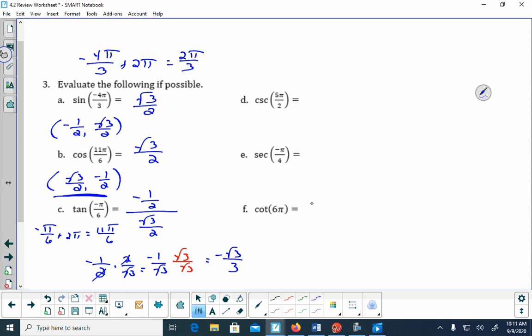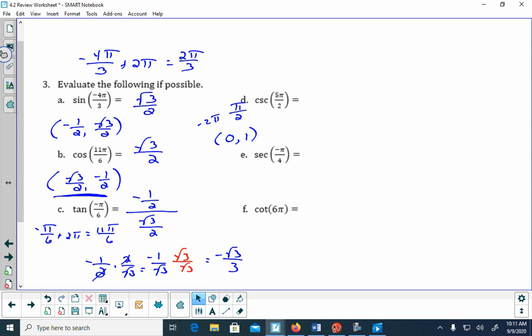Okay, part D, 5 pi over 2. Again, I need to figure out if it's the positive y-axis or the negative y-axis. So that's more than 2 pi, so I subtract 2 pi. And when I do that, that will be pi over 2. That ordered pair is, whoopsie, 0, 1. Shouldn't have put it there, so I'm going to move that. That ordered pair is 0, 1.